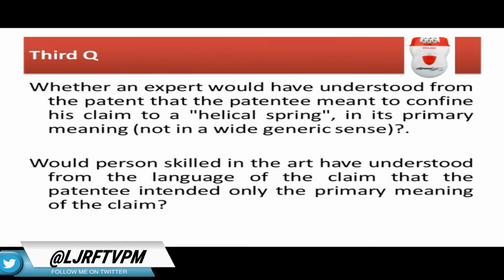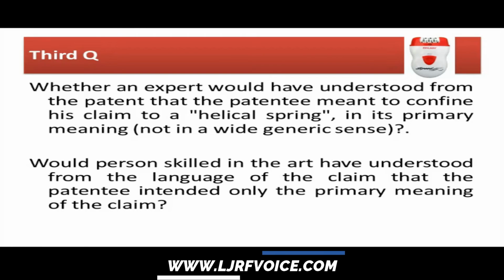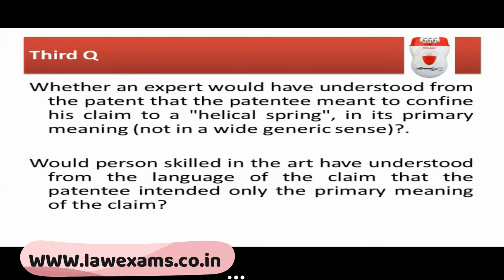Would the person skilled in the art, an expert in the field, have understood from the language of the claim, not from his own foresight and things like that, that the patentee, here the plaintiff, intended only the primary meaning of the claim, or whether the plaintiff intended it in a generic sense. If it's used in a generic sense, it includes not only a spring, but also a rubber rod. So for a proper understanding of that, we'll have to go to the language of the claim and the language of the specification.